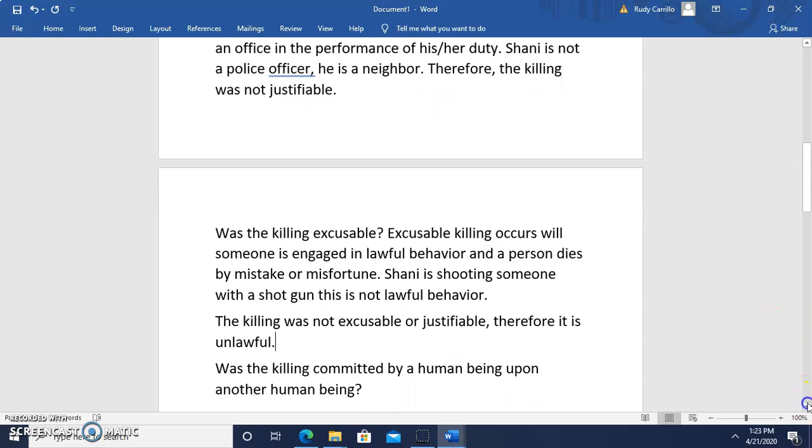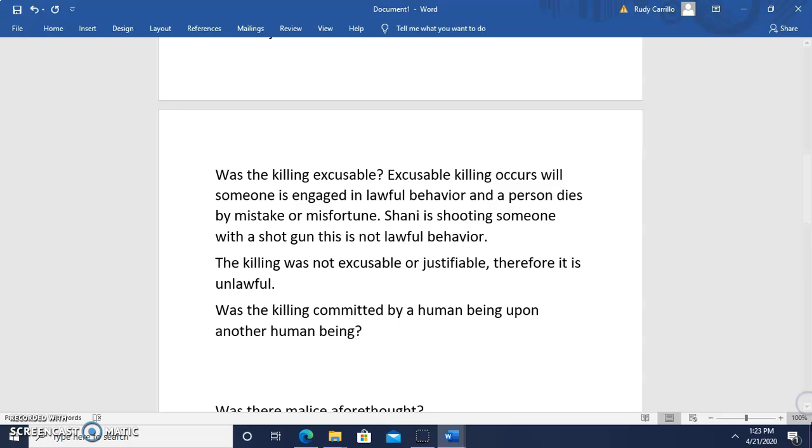Okay. Next, was the killing committed by one human being upon another? We're just going to say yes. Real simple, this is not a big issue here. Yes, Shane killed George, one person killing another. All right, so you have an unlawful killing of one human being by another.